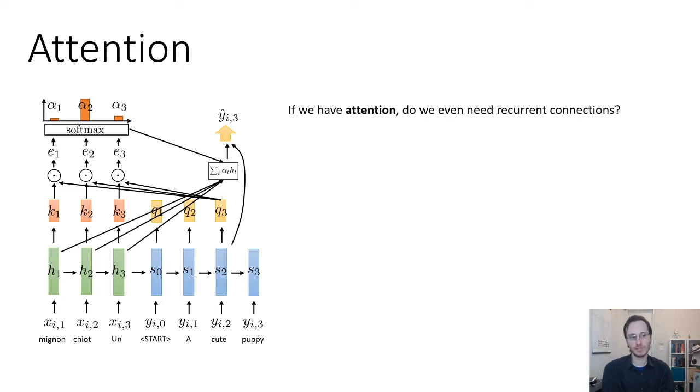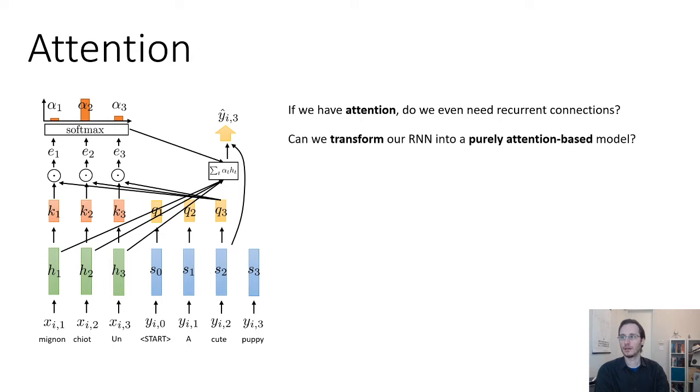So let's start with this question. If you have attention, do you even need recurrent connections? Because in principle, attention can grab any information you want from the input string, so maybe instead of relying on recurrence to capture information about that input string, can you rely entirely on attention to capture this information? Or put another way, can you transform an RNN into a purely attention-based model?